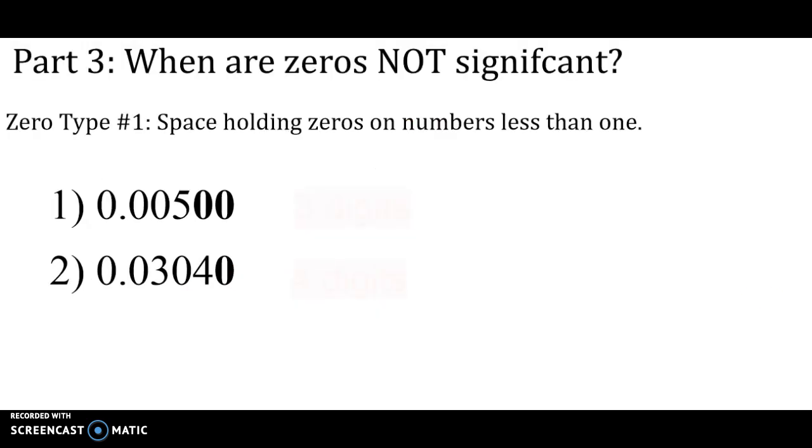So when are zeros not significant? Zeros between a decimal point and the first non-zero number, so 1 to 9, they're not significant. So in this particular case, this number here is significant due to the 5, the 0, and the 0. That's why it's a 3-digit number. Between this decimal point and the 5, all these zeros here are just considered space holders. They're non-significant. Same thing, this 0 right here is not significant because it's between the 3 and the decimal point.